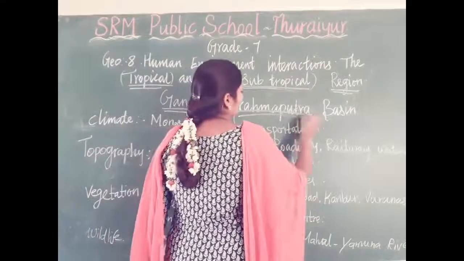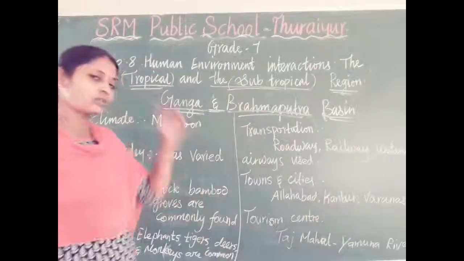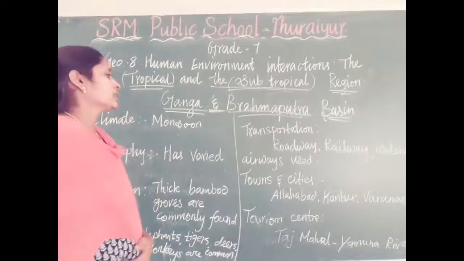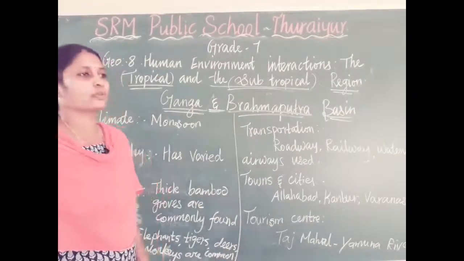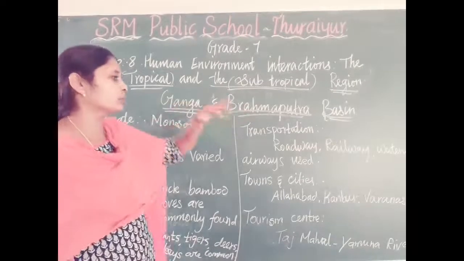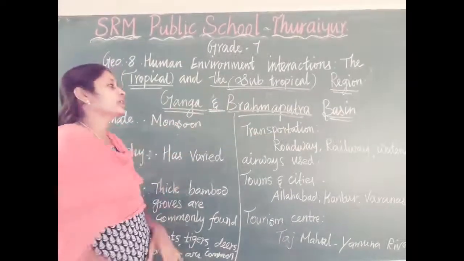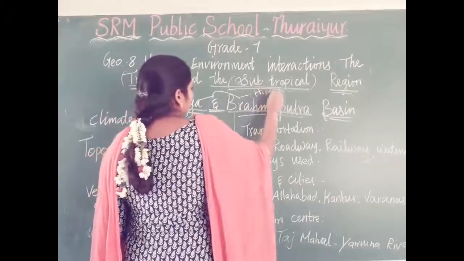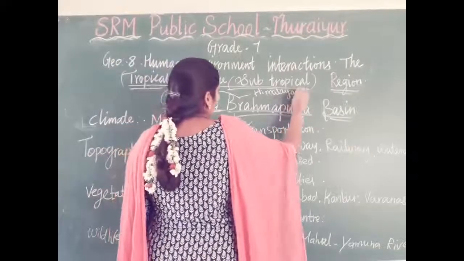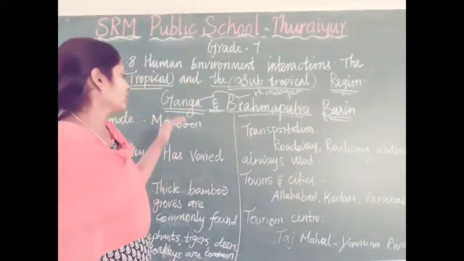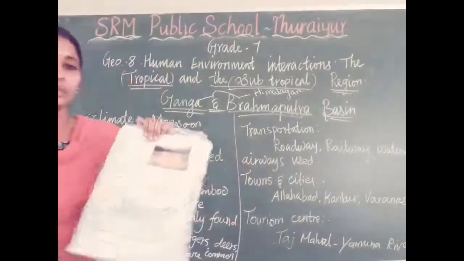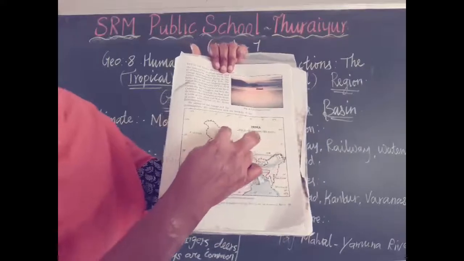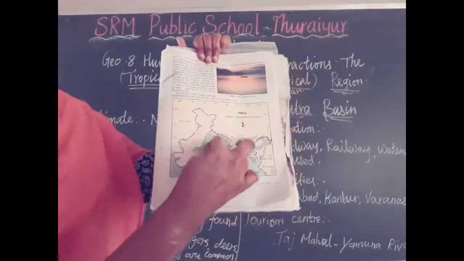The next is the Ganga and Brahmaputra basin. Where is the Ganga and Brahmaputra basin located? In India alone, in the ancient continent India alone, the Ganga and Brahmaputra basin is located. Both rivers originate in the Himalayan mountain range only. When Ganga originates, it starts to flow this way, into India.